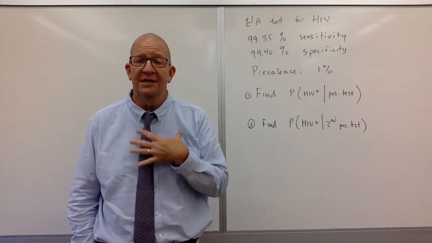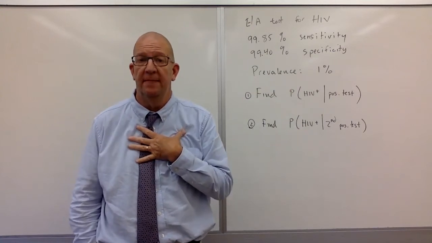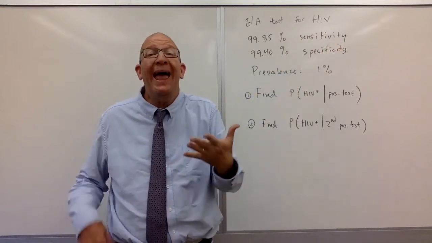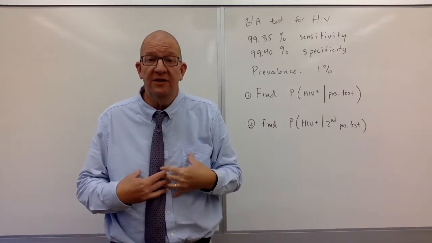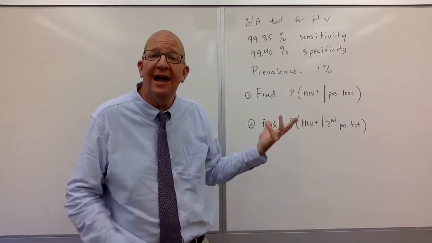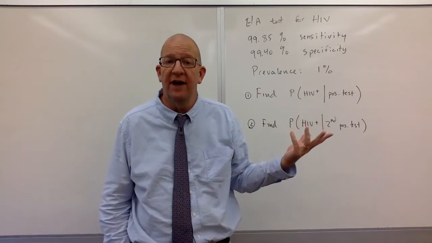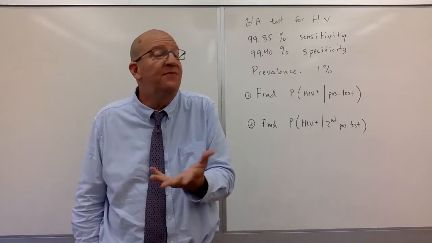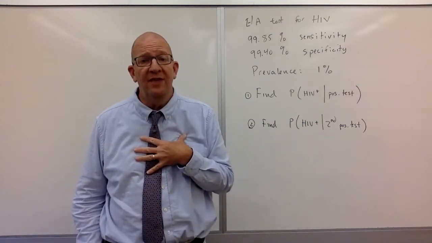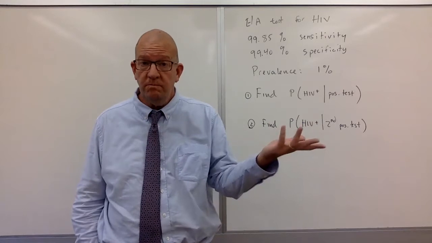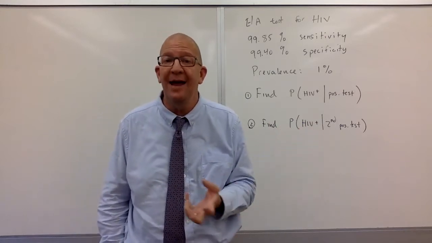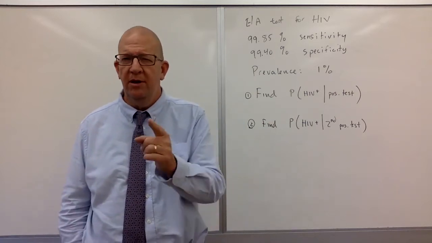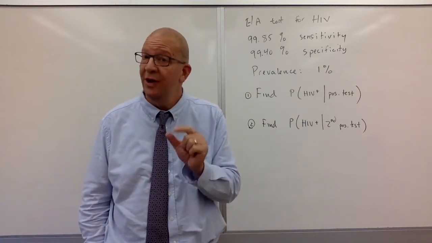Okay? We're going to take this prevalence to be 1%. 99.85% sensitivity. That means if you have the antibodies, if you're HIV positive, this test is 99.85% accurate that it's going to find them. We're 99.4% specific. That means if you don't have the antibodies, the test will not find those antibodies 99.4% of the time. Now, those percentages sound pretty good, but as we're going to find out, they're not perfect.